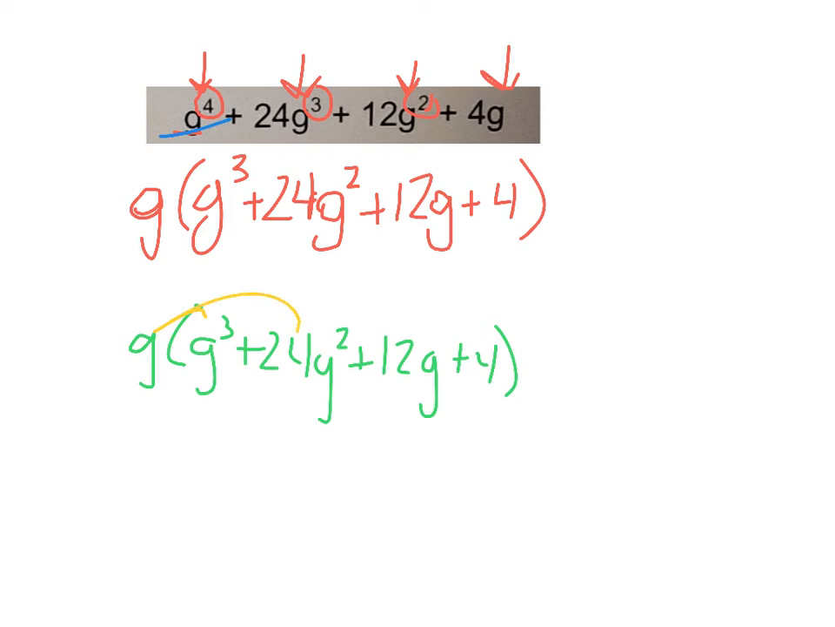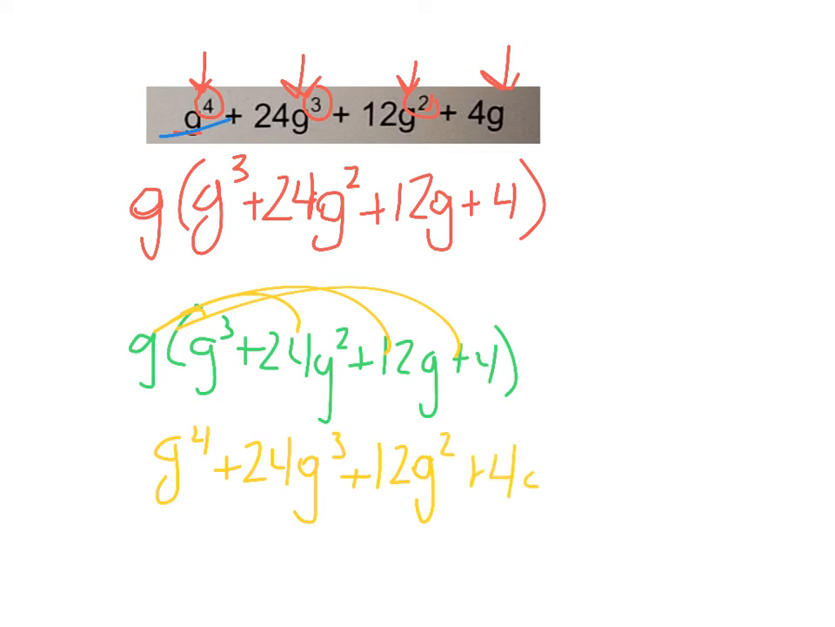Okay, so when I distribute to all of these here, g times g to the third is g to the fourth power. G times 24g squared is 24g to the third power. G times 12g is 12g squared. And g times 4 is 4g. And that does take us back to our original problem, so I know I did it correctly. Okay, hopefully that's making good sense. We're going to look at 2 more to kind of solidify.